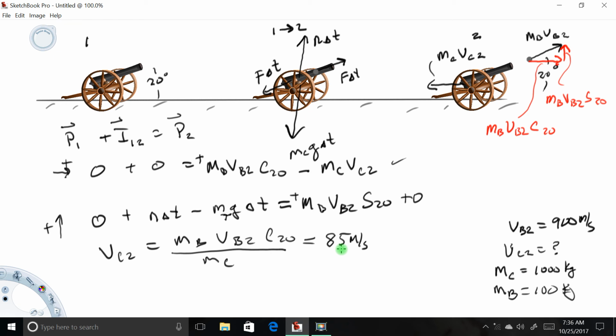If anybody is watching this video, the important parts are how to draw the impulse momentum pictures: the initial momentums, final momentums, and the impulse between the pictures. This impulse diagram describes how and why momentums change in various directions for various parts of the system.